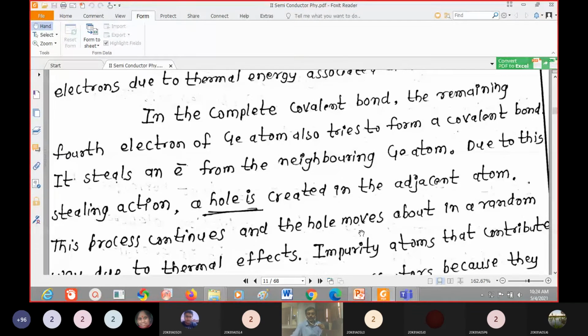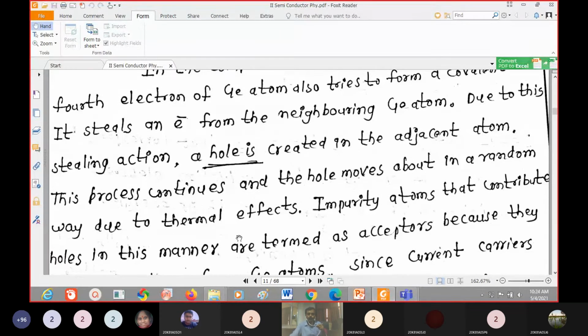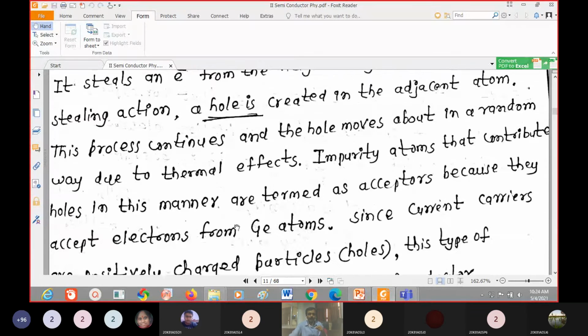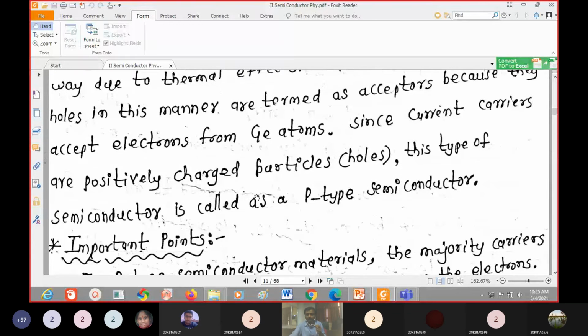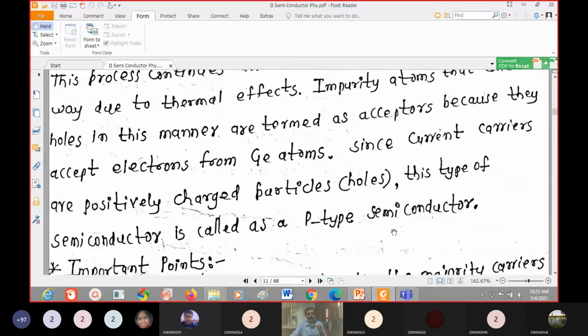This process continues and holes will move about in a random way due to thermal effects. Impurity atoms that contribute holes in this manner are termed acceptors, because they accept electrons from the germanium atoms. Since current carriers are positively charged particles, holes only, this type of semiconductor is called a P-type semiconductor.